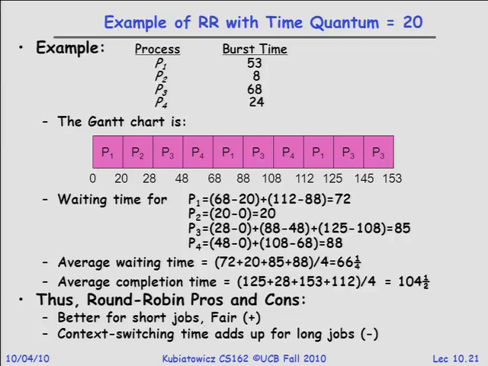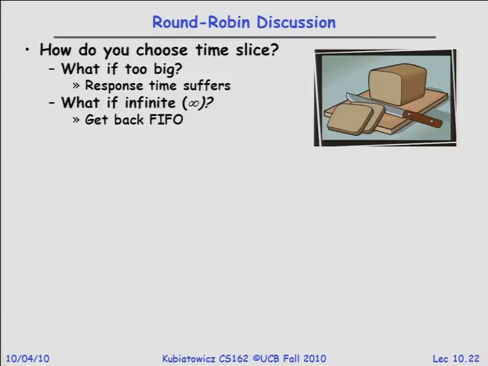Okay. So how do you choose a time slice? If it's too big, your response time suffers, right? If it's infinite, you go back to FIFO. What if the time slice is too small? Then your throughput suffers. That's because of overhead.